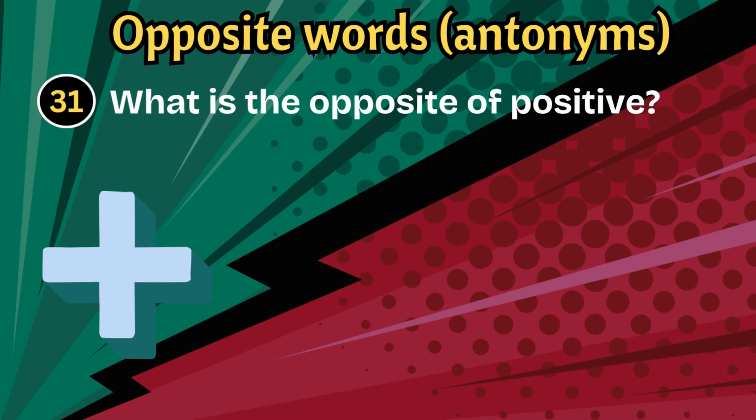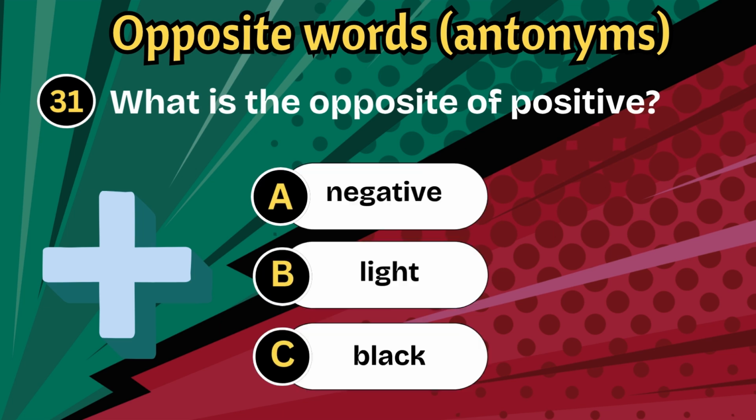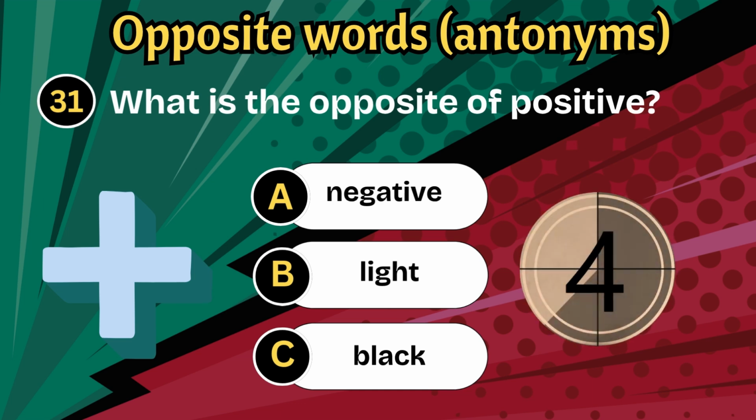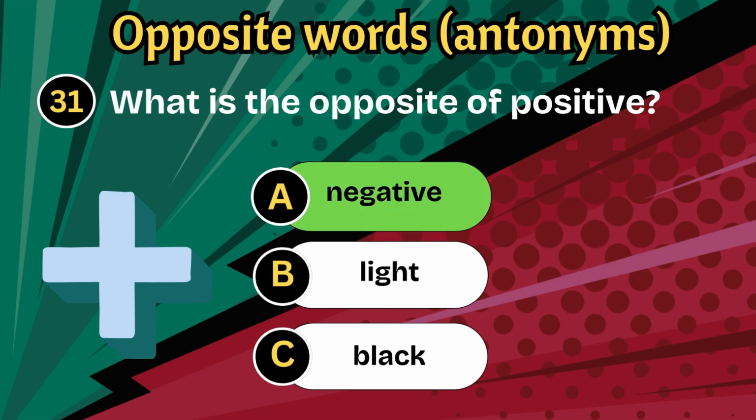What is the opposite of positive? The correct answer is negative. Positive means something good, happy, or helpful, like cheering for a friend, while negative means something bad, sad, or unhelpful, like saying mean words or giving up.